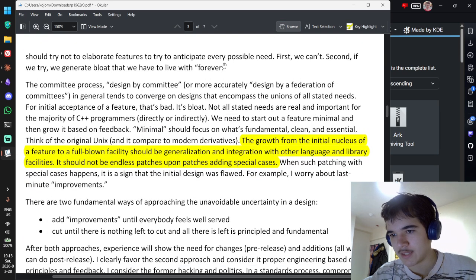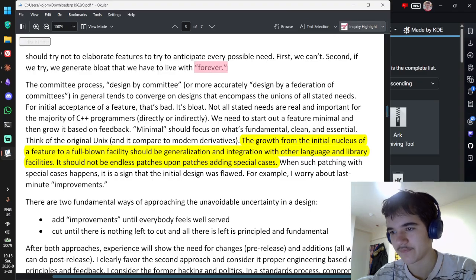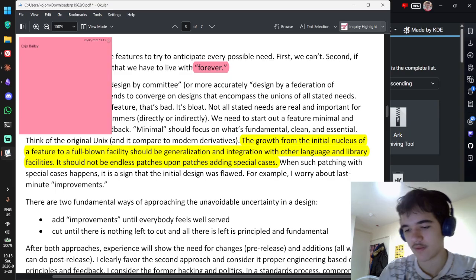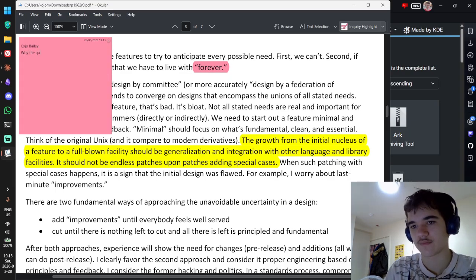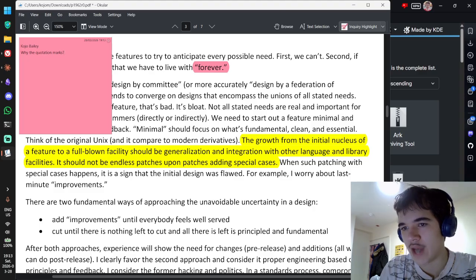Yeah, that's what I wanted to say. The other thing is "forever" in quotation marks. My only question there is, why quotation marks? When is it not forever?